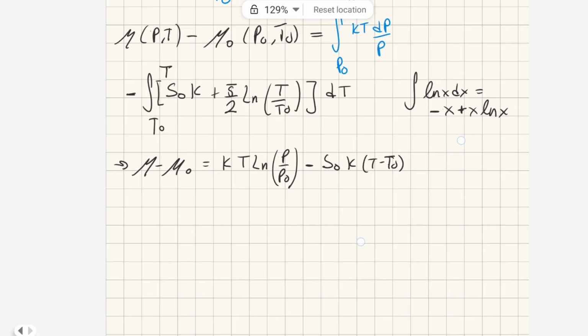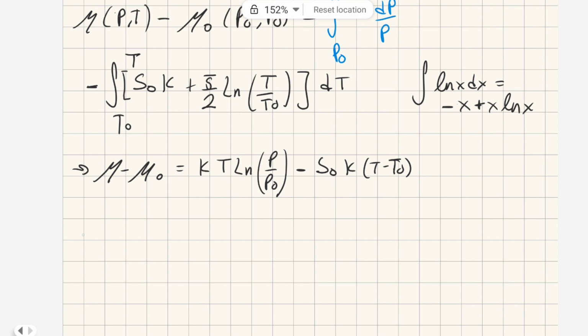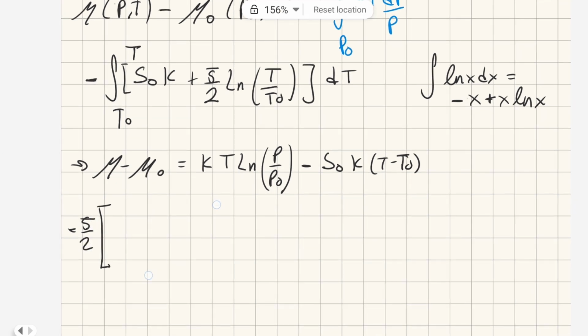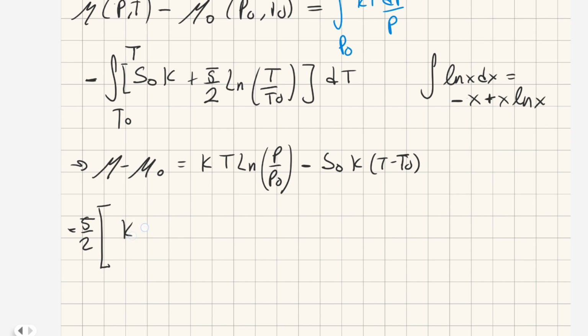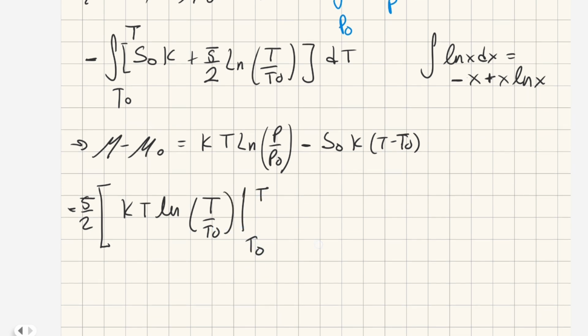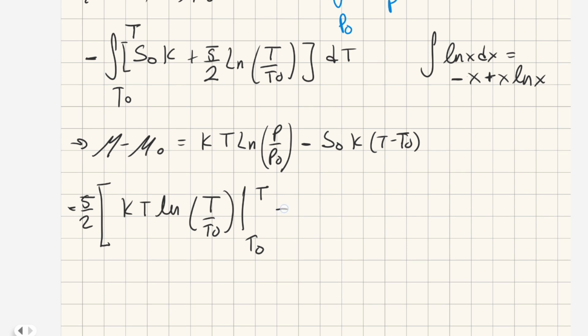Okay, so we will get minus 5/2, right? And then x. It will be kt, the natural log of t divided by t0 from t0 to t. And then I think this is minus k times t minus t0.